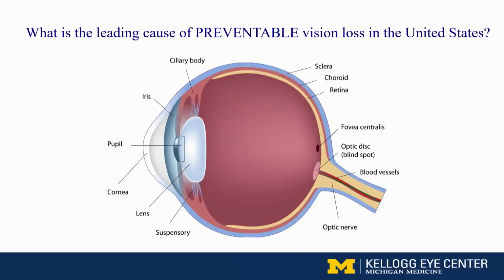All right, so this one, our last one. Let me just take a quick look here. Okay, so the leading cause of preventable vision loss in the United States. Any thoughts there?